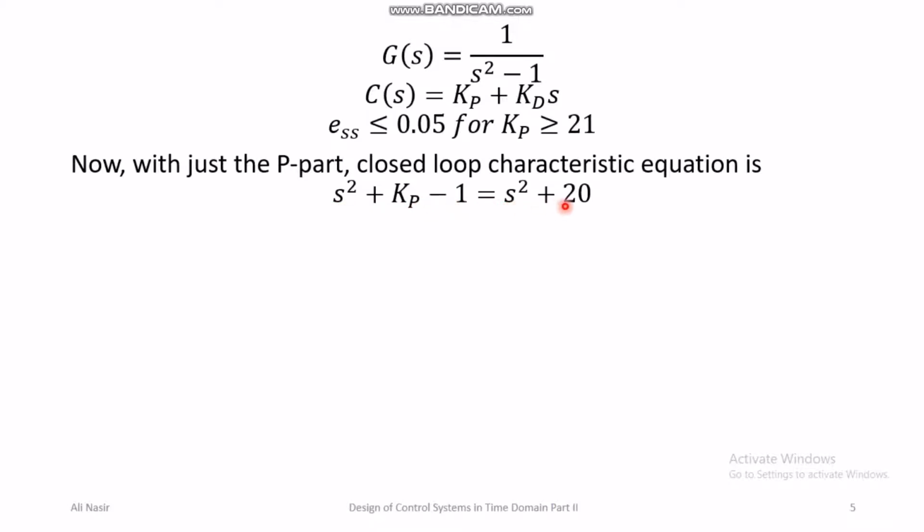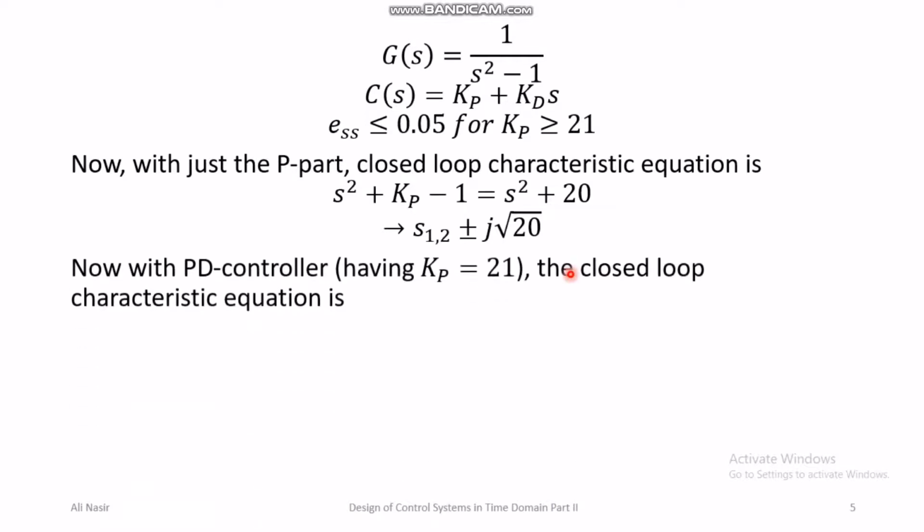So s square plus 20 is the closed loop characteristic equation with c of s equal to just kp, and this has the roots of plus minus j into square root of 20, which means both of the poles are on the j omega axis. Remember that we have just designed the p part of the controller, we still have to design the d part. Now with the PD controller having the proportional part equal to 21, the closed loop characteristic equation becomes s square plus kd s plus 20 equals 0.